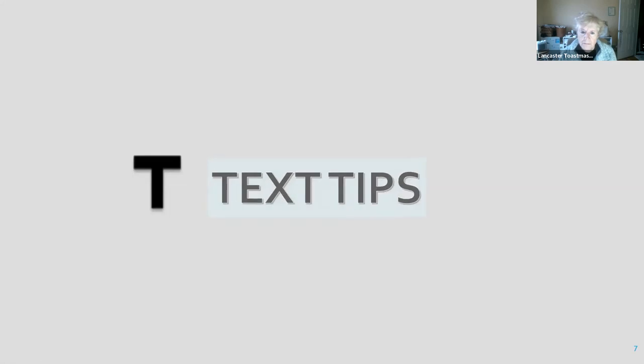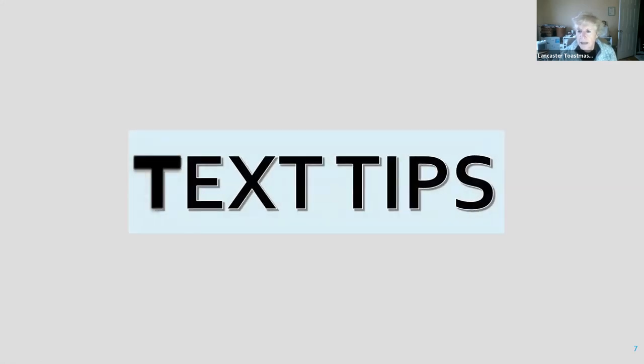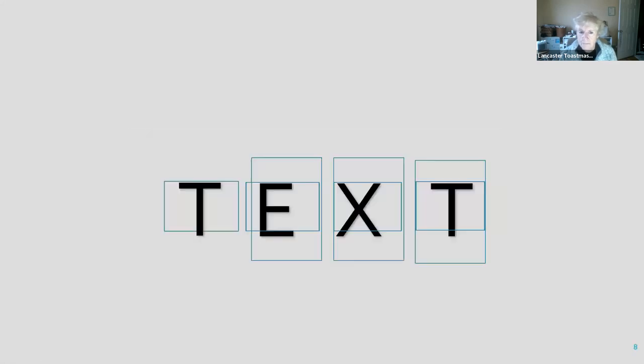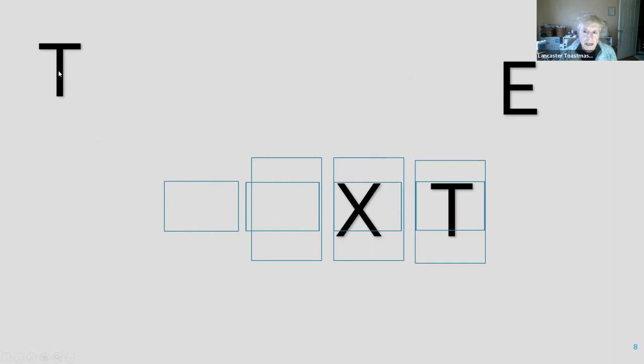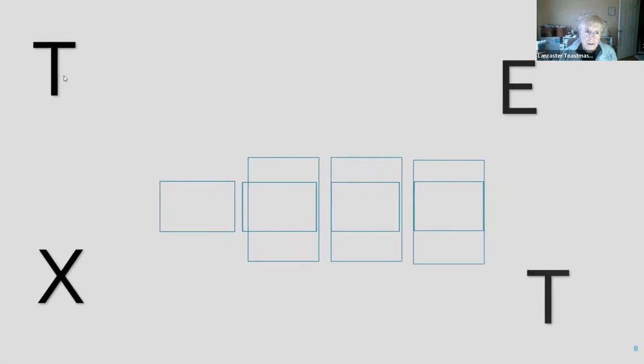At this point, we're now going to focus on the different elements: text, images, color. So let's talk about text tips. First rule of thumb with text. Second rule of thumb. Third rule of thumb. Fourth rule of thumb.